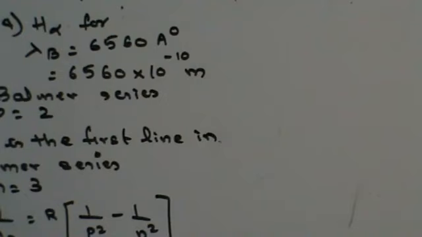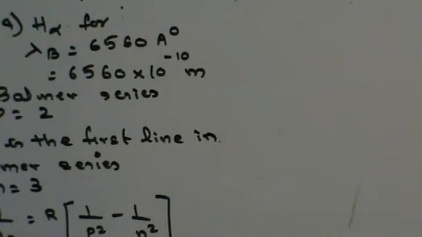For Lyman series, we know that p is 1, and for the first line n will be equal to 2, so 1 upon lambda L will be R times 1 upon p square minus 1 upon n square. So you will come to know your first line of Lyman series.